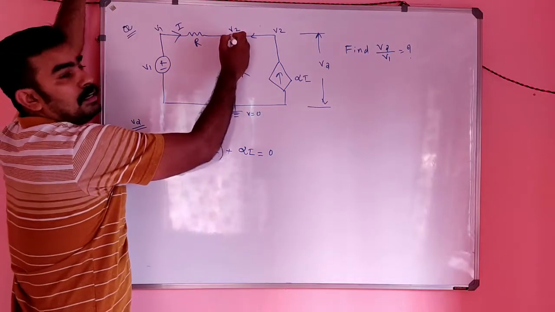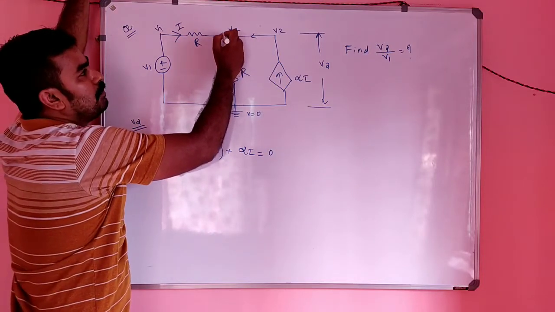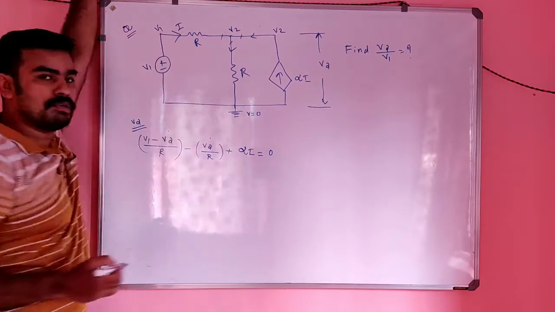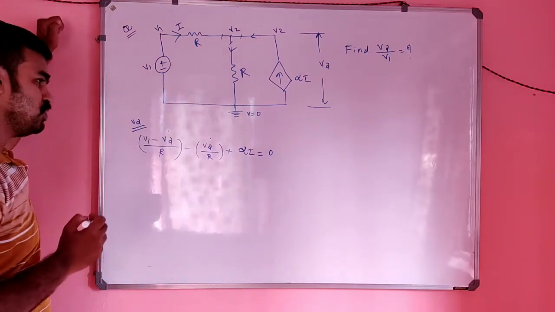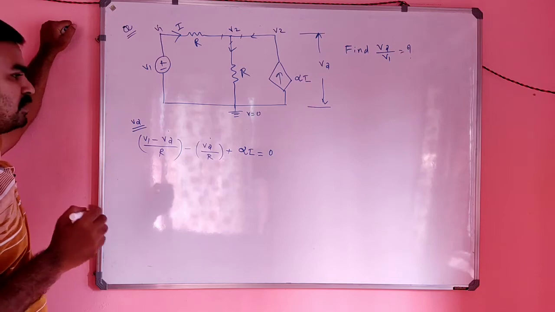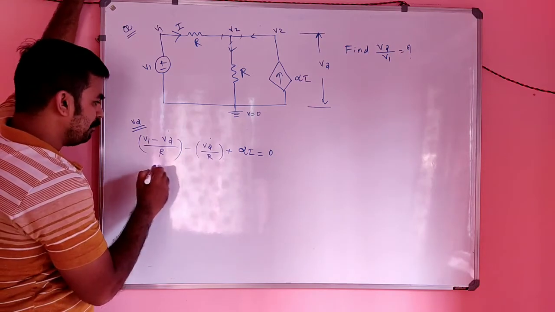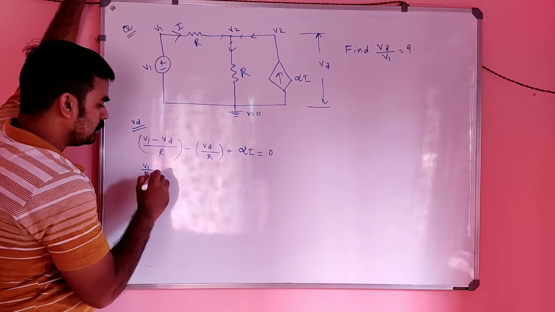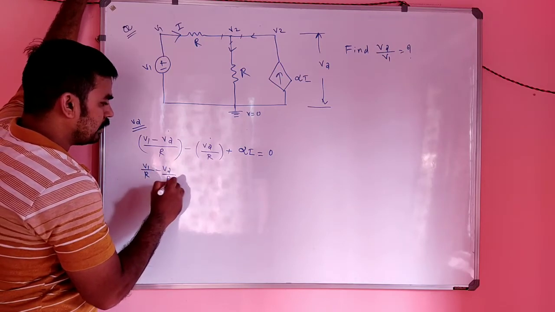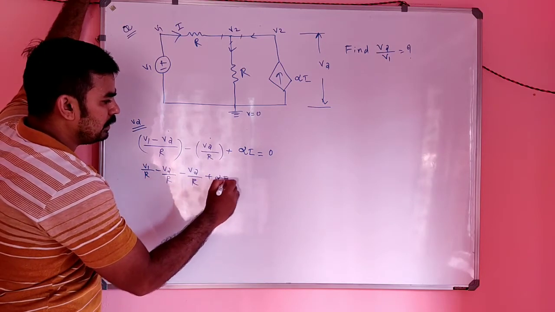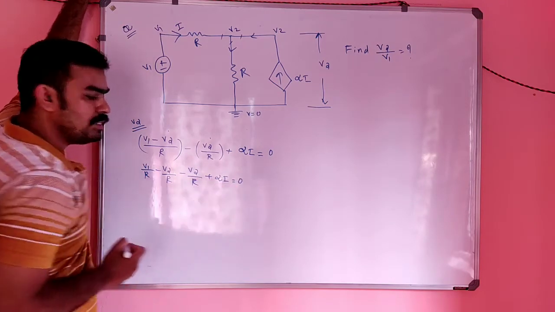So in this V2 node, there will be 3 branches, so 3 terms, 1, 2, 3 also. So our assumption is correct. Okay. So see, again simplify this, we will get V1 by R minus V2 by R, minus V2 by R plus alpha I equal to 0, right?